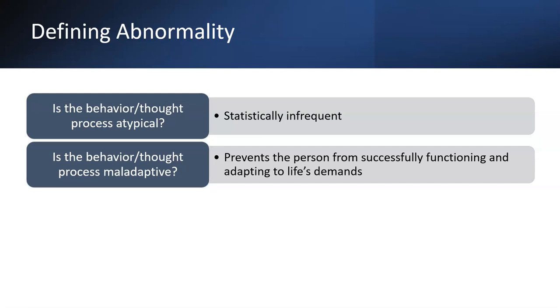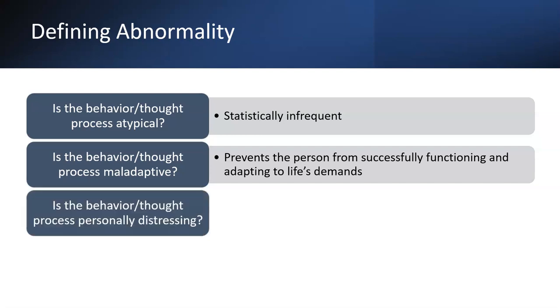If a process of thinking, if the way people feel, if the way they act gets in the way of them being successful, interferes with work, interferes with relationships, interferes with school, interferes with your ability to not break the law, for example. All of that is about adapting to what you need to do to be successful in life. And behaviors that don't do that would be considered maladaptive.